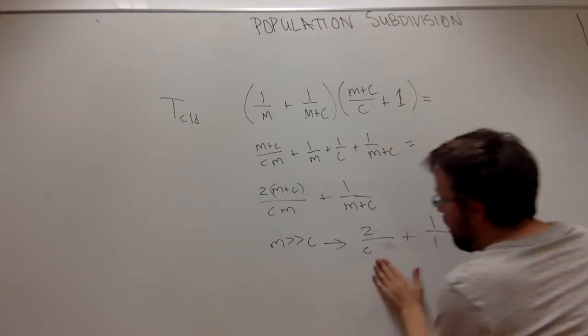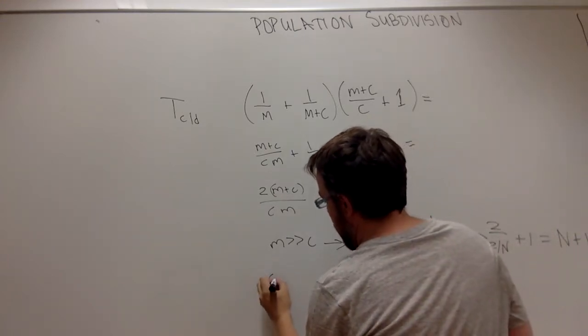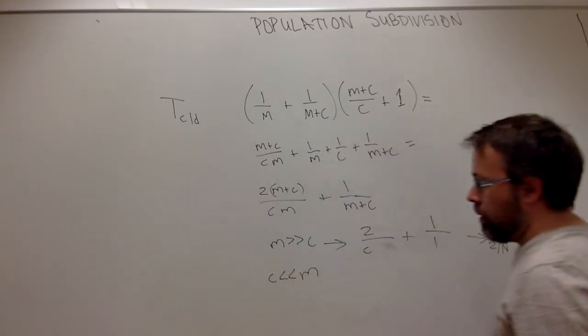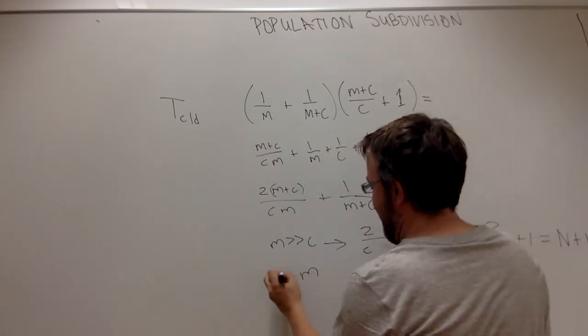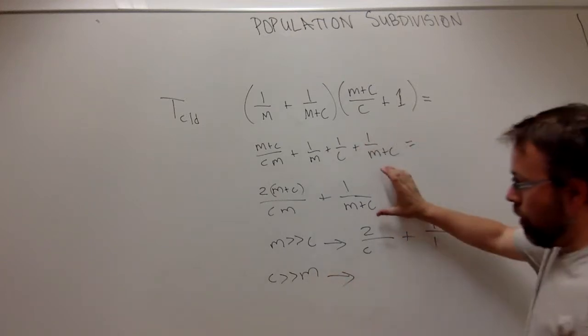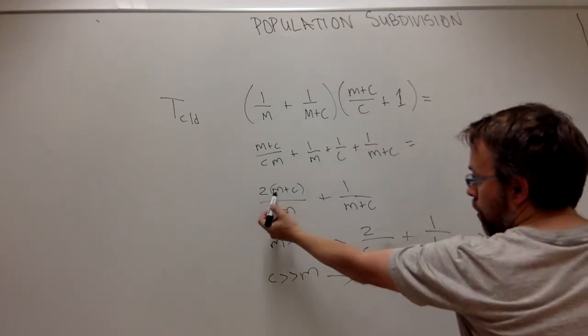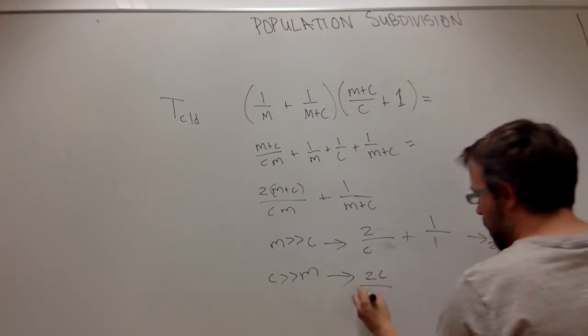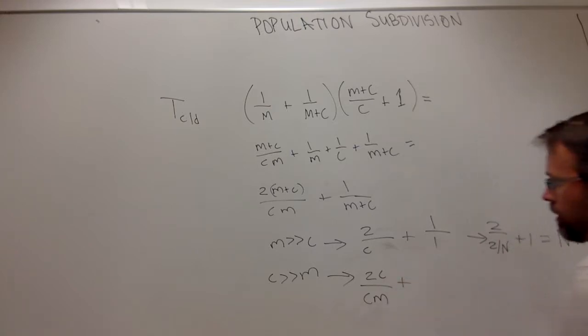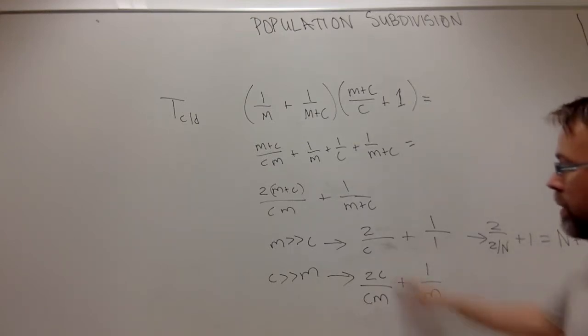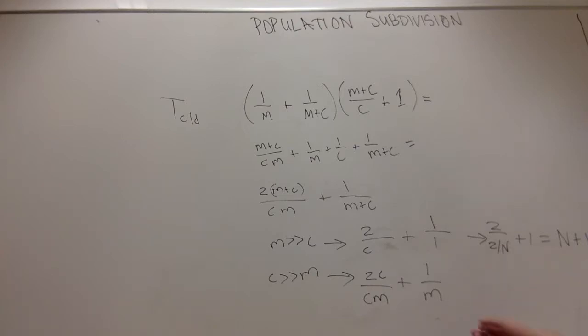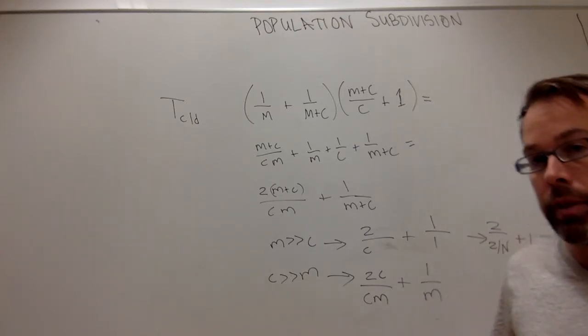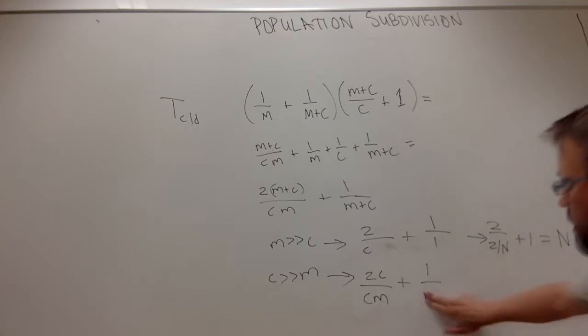What about in the other case? What if the rate of coalescence is much greater than the rate of migration? Well, then m plus c now is close to c, and so we get 1 over c plus m, we get this value, and then we get 1 over migration, because again, c plus m becomes close to c.